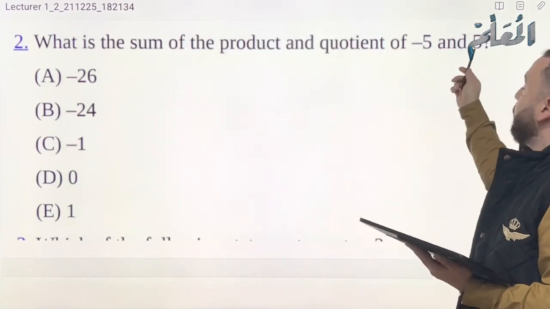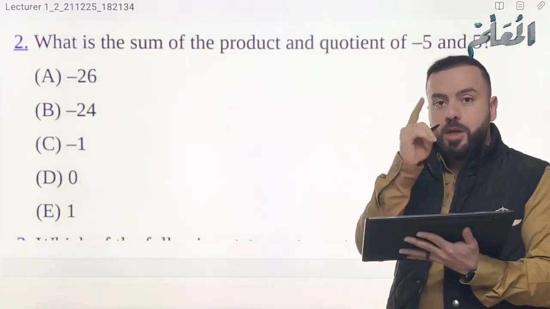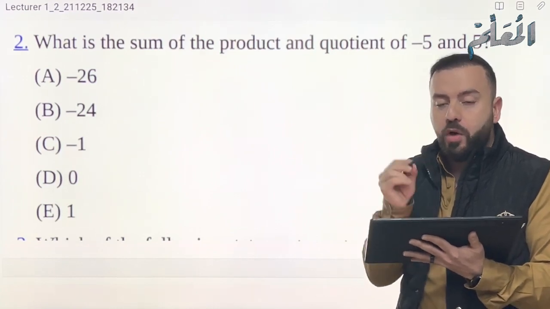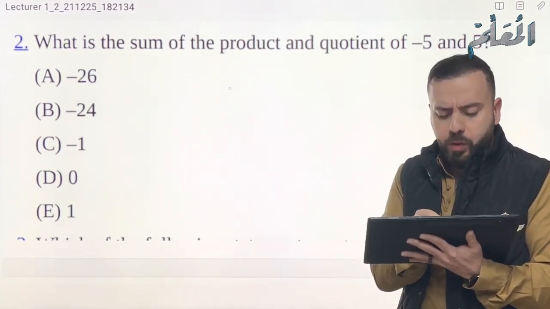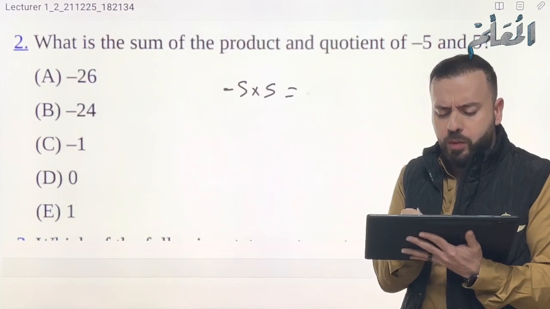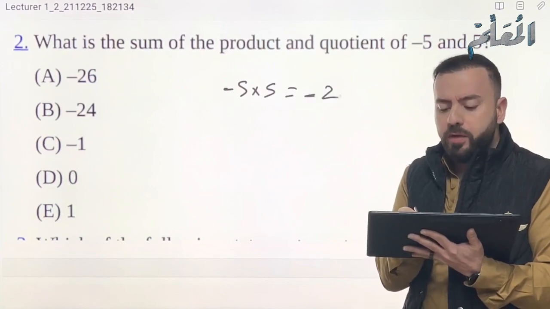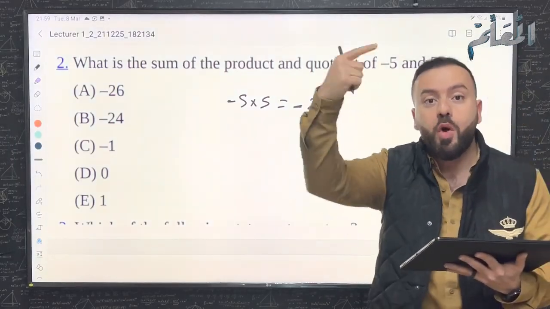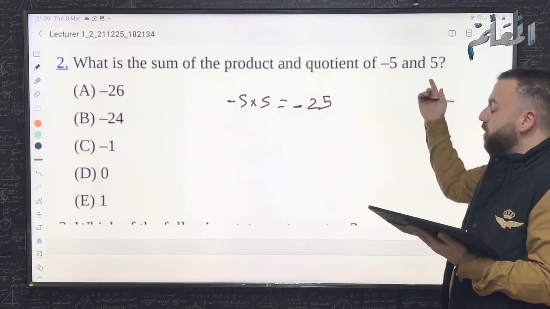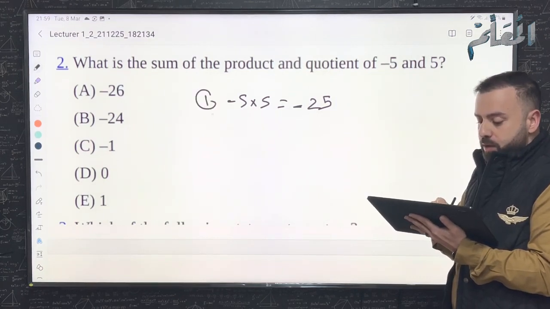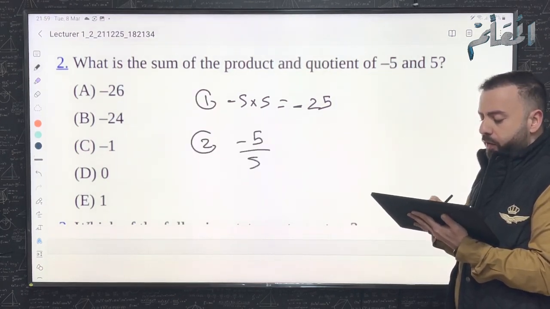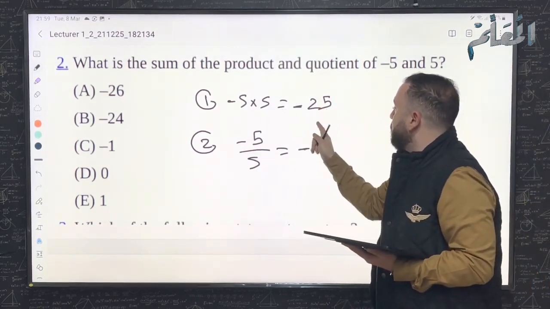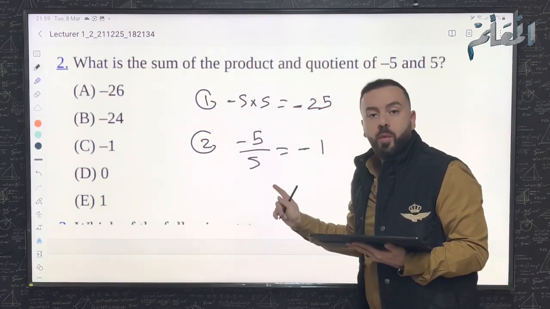The -5 and 5. So the first step, focus here: the product of -5 and 5, so -5 times 5 is equal to how much? -25. That's stage 1. Stage 2, the quotient of the numbers: -5 over 5 is going to be -1, as you can see here. So stage 1, -25, stage 2, -1.